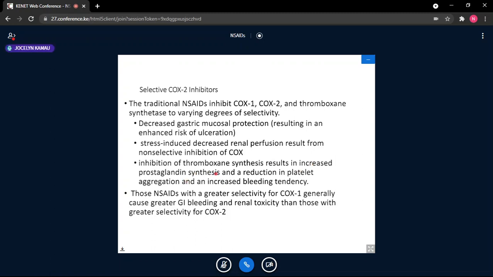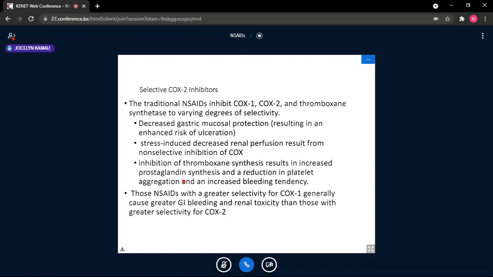Remember, the thromboxane and the prostacyclin are supposed to be balanced so that you have a balance in the clotting activity, and you have also a balance in the bleeding. So it is completely balanced, and that's what we call homeostasis.